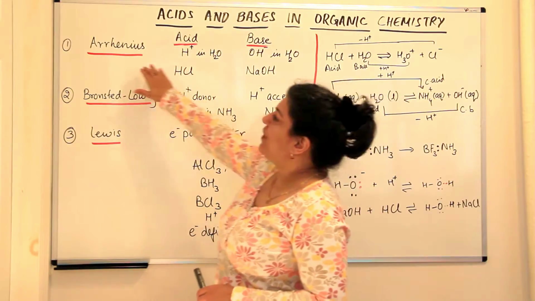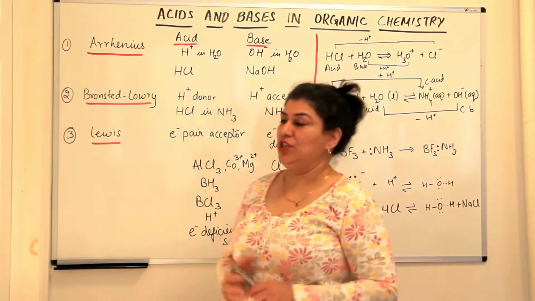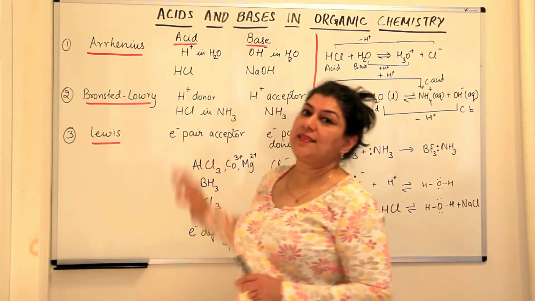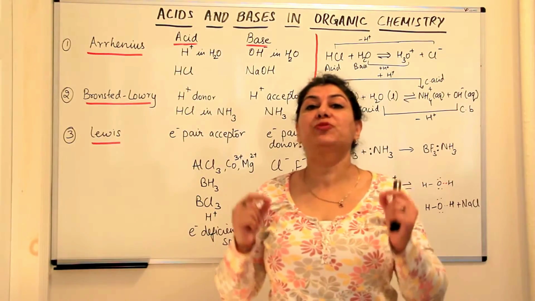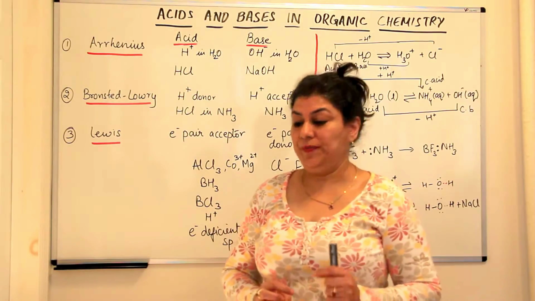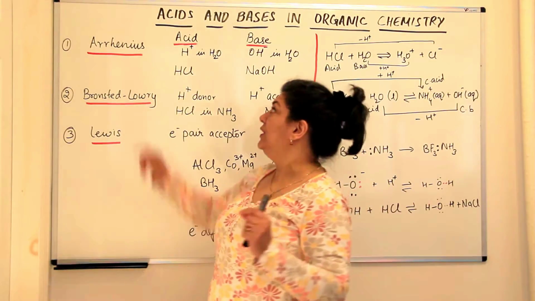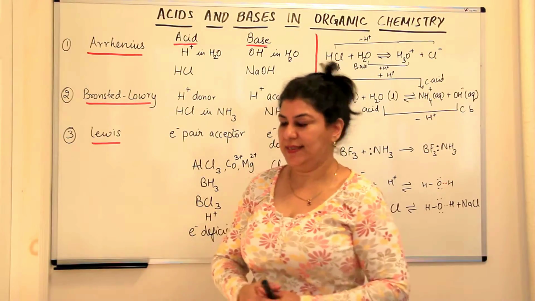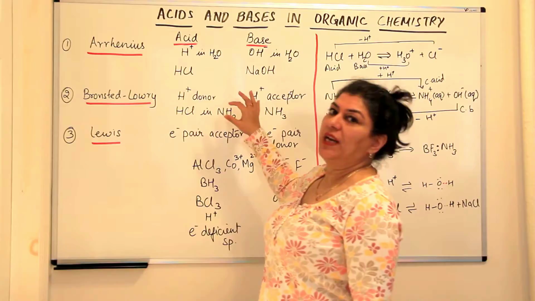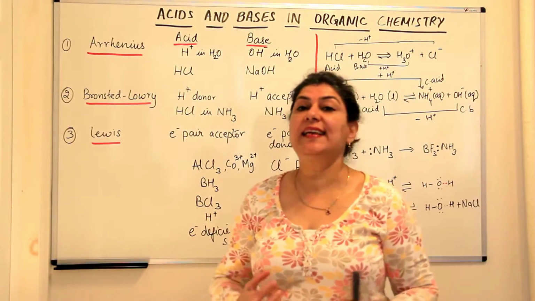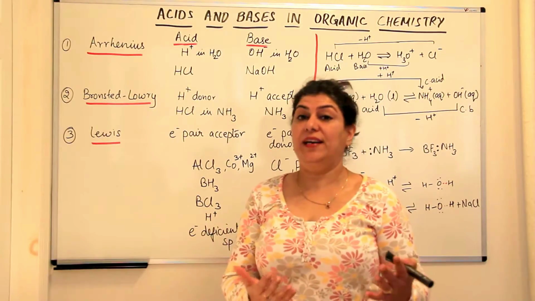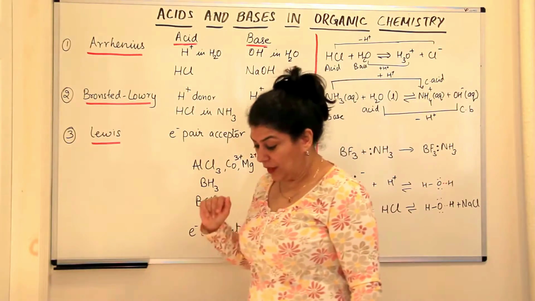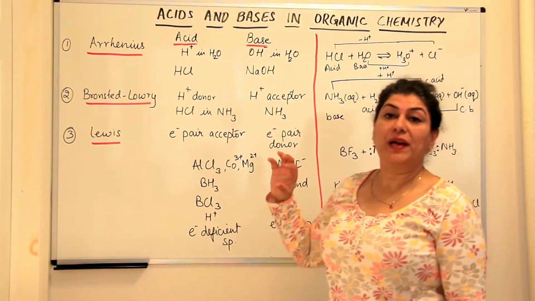The first definition of acid is the Arrhenius definition. According to Arrhenius, an acid is a substance that gives out an H+ ion in water. That is, in an aqueous solution, anything that gives an H+ ion should be an acid. And at the same time, in an aqueous solution, anything that gives out an OH- ion in water would be a base. So this is the definition given by Arrhenius.